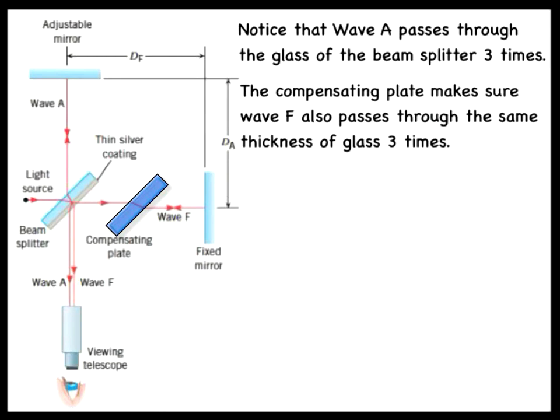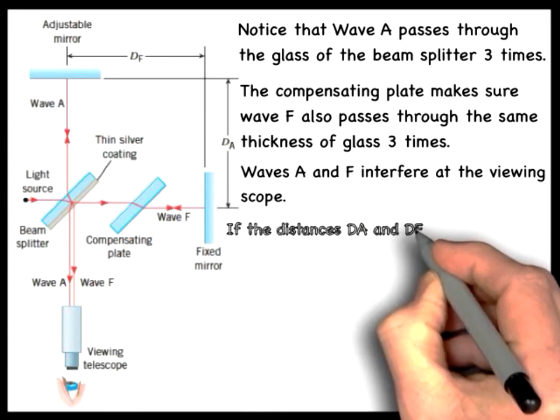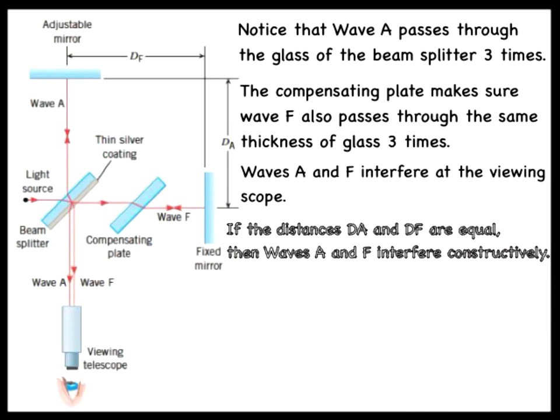Thus, an observer viewing the superposition of waves A and F through the telescope will see a constructive or a destructive interference pattern depending only on the difference in path lengths dA and dF traveled by the two waves. If the distances dA and dF are equal, then waves A and F travel the same distance, i.e. the optical path length difference is 0, and the field in the telescope is bright due to constructive interference.